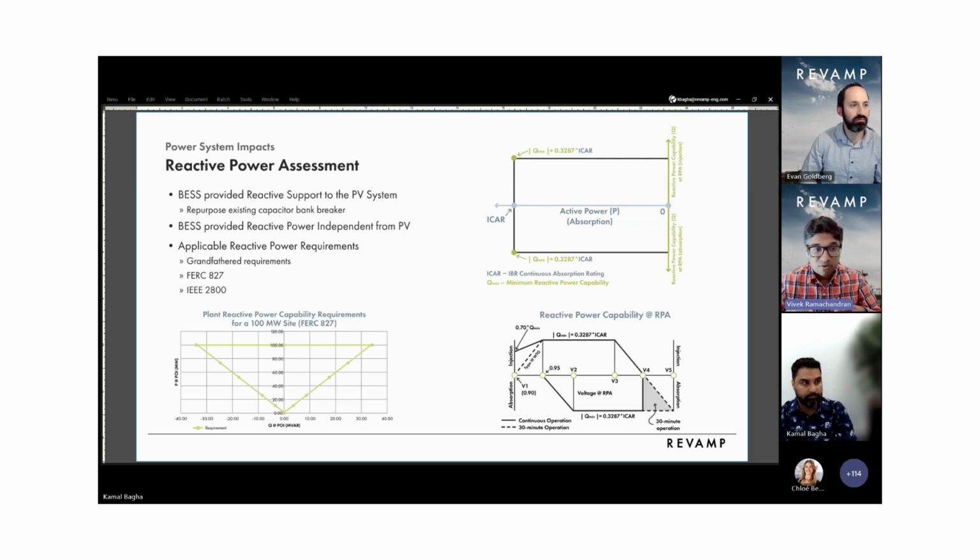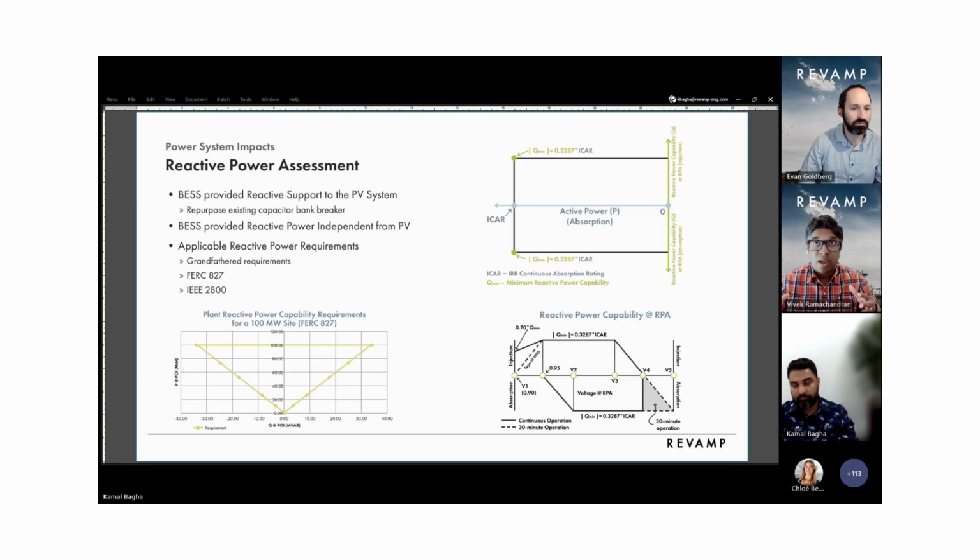These would also further define the overarching applicable reactive power requirements for the system, whether the older requirements which existed when the PVIA was created, for example, gets grandfathered in, or it's the FERC 827 requirements or the more expansive IEEE 2800 requirements. So let's assume we have a scenario where the BESS, in fact, can supplement the PV system in terms of reactive power production.